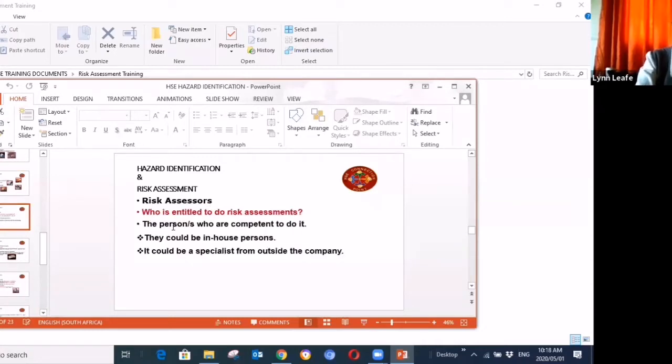Risk assessors. Who is entitled to do risk assessments? The persons who are competent to do it. They could be in-house persons. It could be a specialist from outside the company.